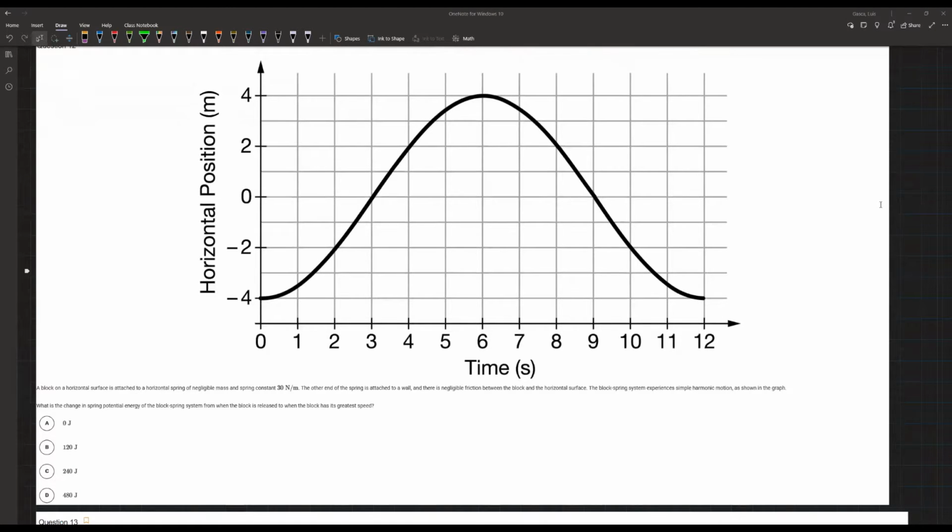It reads, a block on a horizontal surface is attached to a horizontal spring of negligible mass and a spring constant of 30 newtons per meter. The other end of the spring is attached to a wall and there's negligible friction between the block and the horizontal surface. The block spring system experiences simple harmonic motion as shown in the graph. What is the change in the spring potential energy of the block spring system from when the block is released to when it has the greatest speed? Let's go ahead and see what we're thinking here.